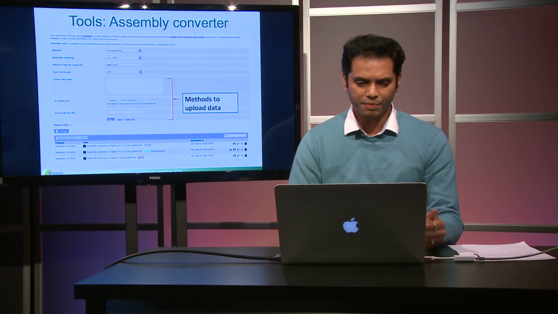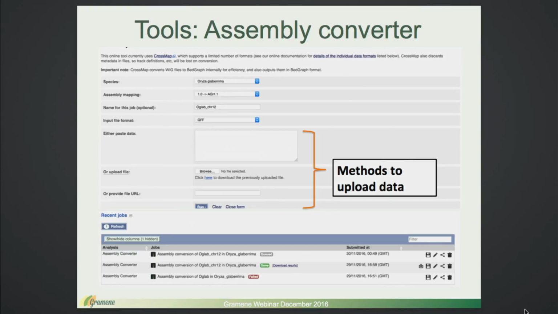We have the species that you want to select for doing the assembly conversion. Then you can choose the assembly mapping. So we have assembly mappings from different versions of the assembly. And then you can give a name for your job and select the file format. And there are 3 different ways you can actually bring in your data set. You can either paste in the contents of your input file directly in the text box, or you can upload your file through the browser, or you can provide an external HTTP link directly into the job submission page.